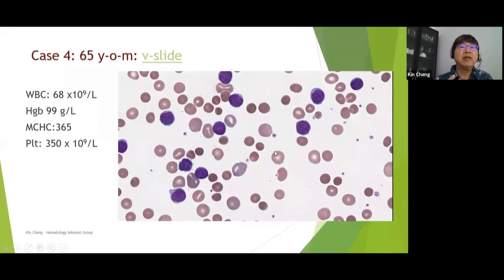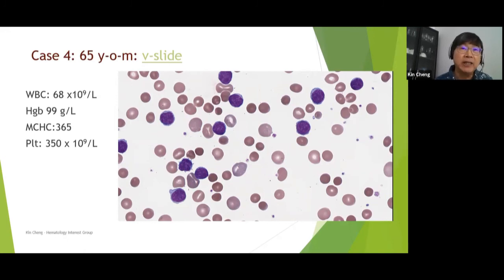Now, when you pick up a slide and do a differential, don't be just focusing on one thing, because quite often we are distracted by obvious things. In this slide, the obvious thing is your lymphocytes, lots of lymphocytes. There may also be smudge cells. Oh, it's easy to do. This is an easy case.